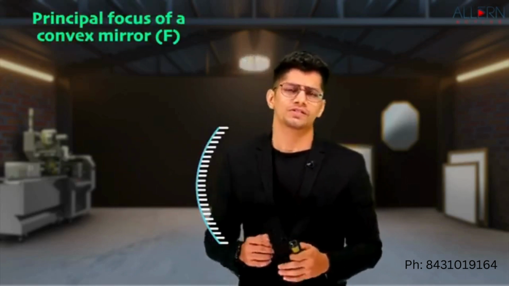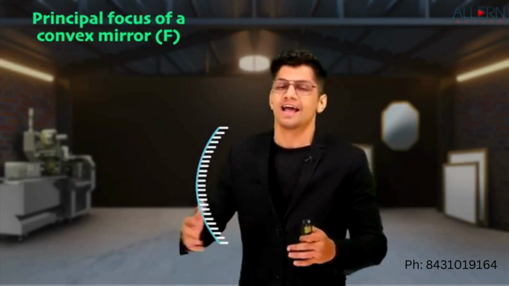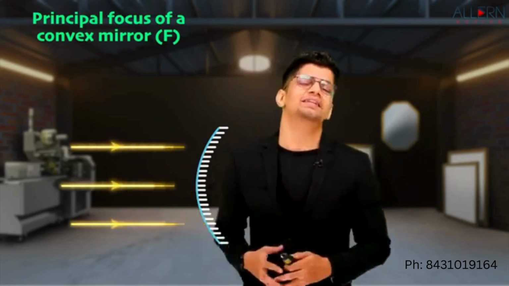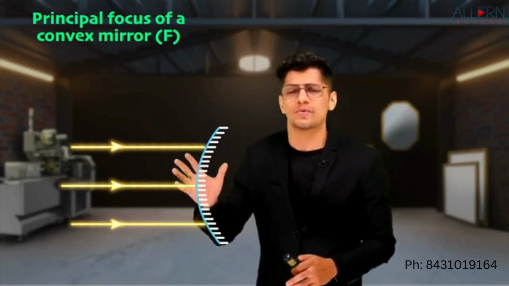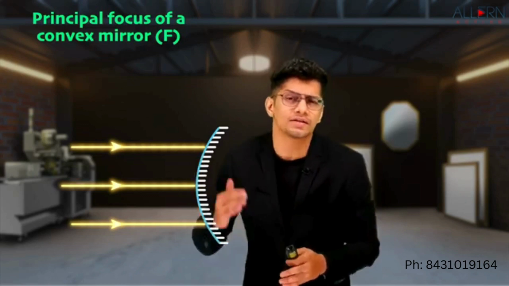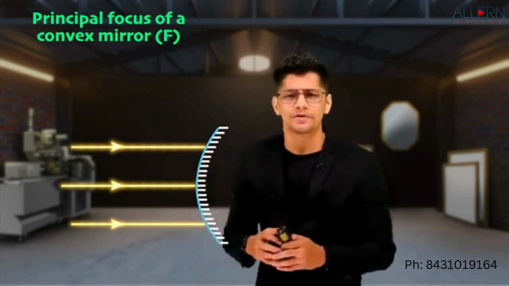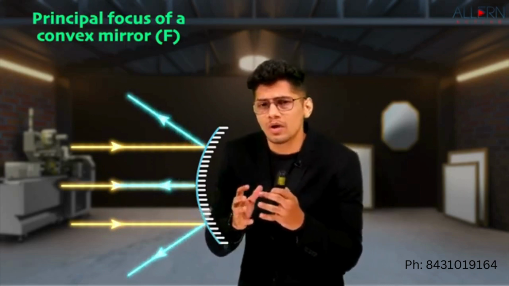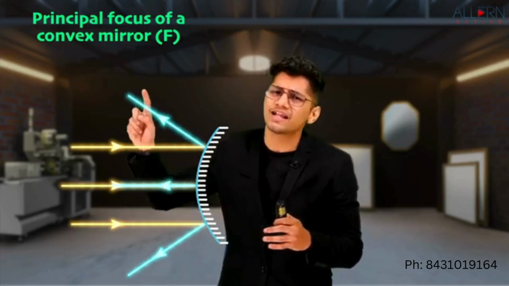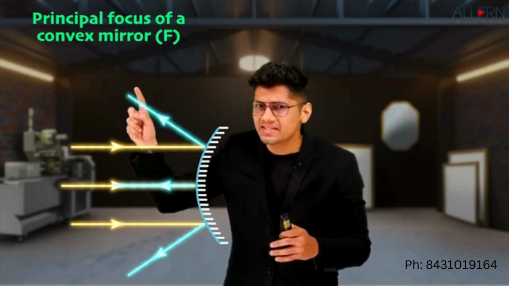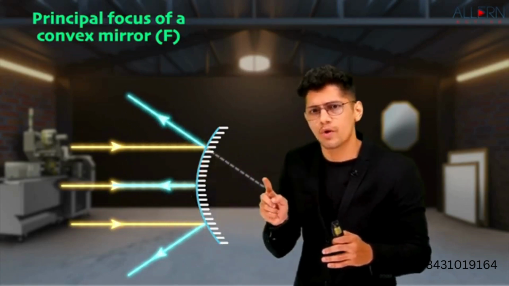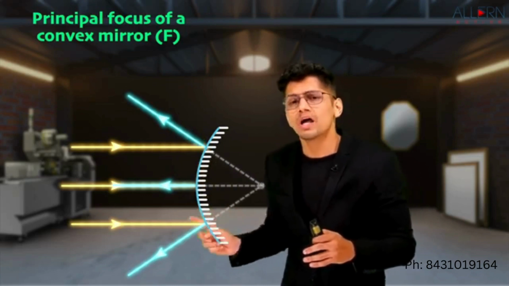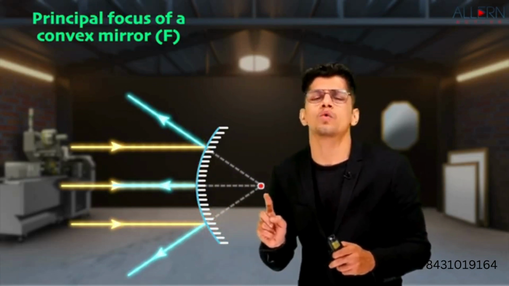Now let's understand the principal focus of a convex mirror. For that, we'll have a convex mirror in front of us, and we'll keep an object at a distance, and the rays of light would be parallel to each other. We know that a convex mirror is a diverging mirror, so the rays of light are going to diverge. But if somebody stands over here and looks at this ray, it would appear to be coming from a point somewhere over here. Similarly, all the rays would appear to come from a point which is somewhere over here.